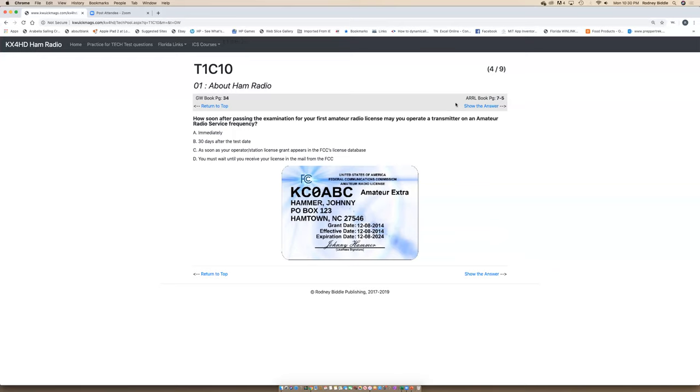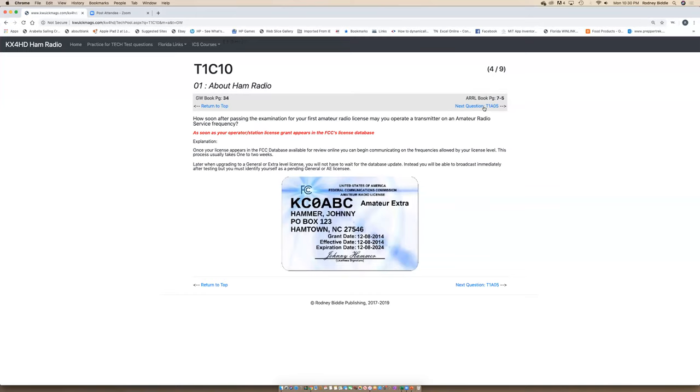We show our answer. The answer is C, as soon as your operator station license grant appears in the FCC's database. Once your license appears in the FCC database, available for review online, you can begin communicating on the frequencies allowed by your license level. This process usually takes 1 to 2 weeks.